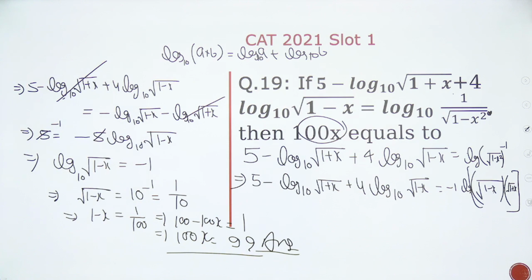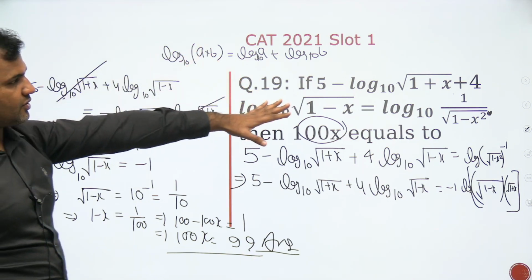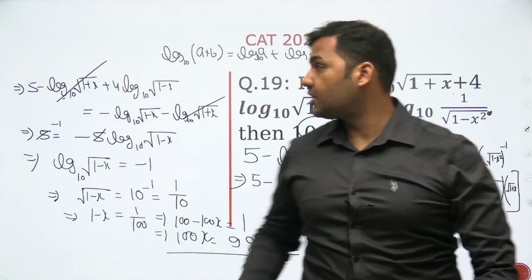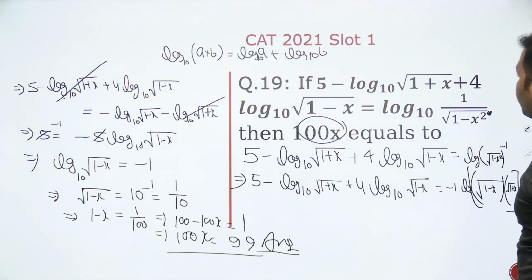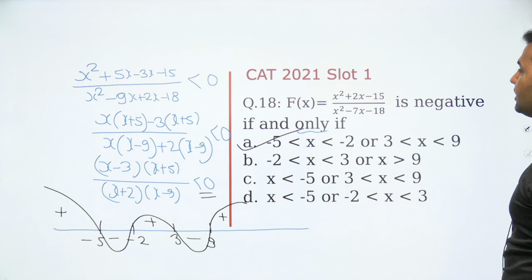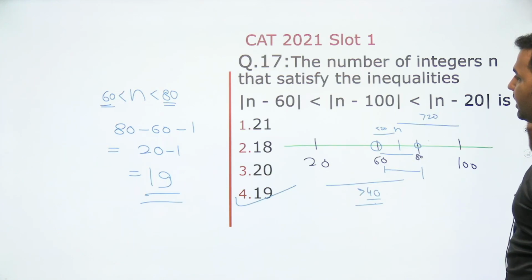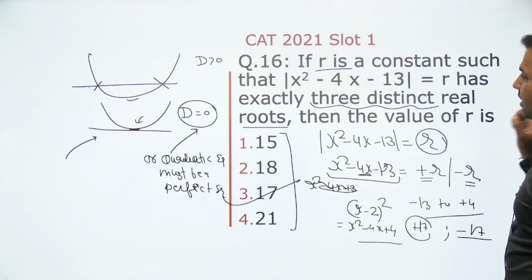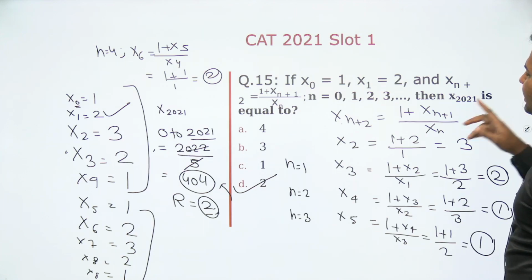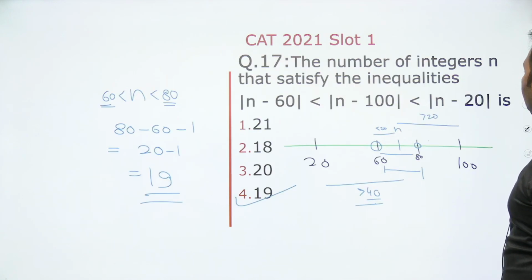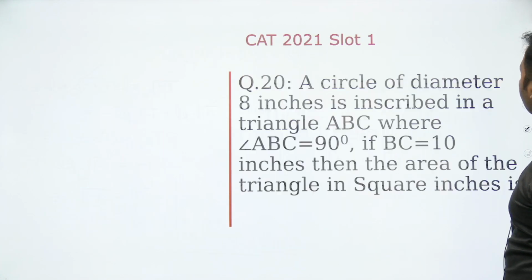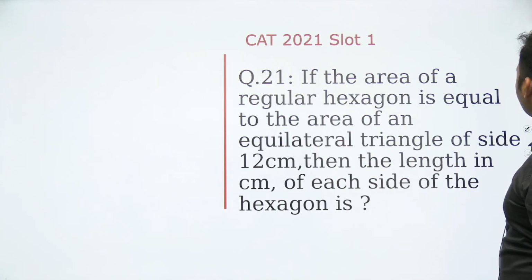So guys, we have done 19 questions now, right? These are all the questions of algebra. So there you can see that there were total 4 questions in the 2021 slot from algebra. This is algebra, logarithm. This is algebra, inequality, modulus, quadratic equation. This is number system. So the 4 questions came from algebra, and there were 3 questions of geometry.